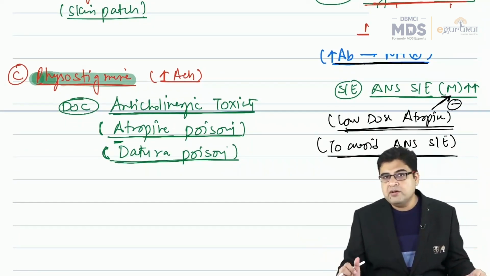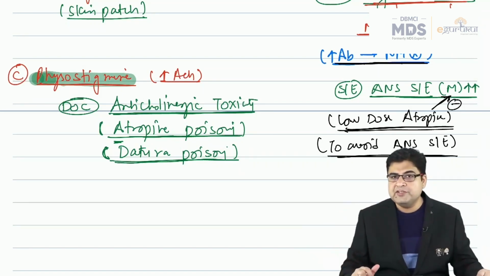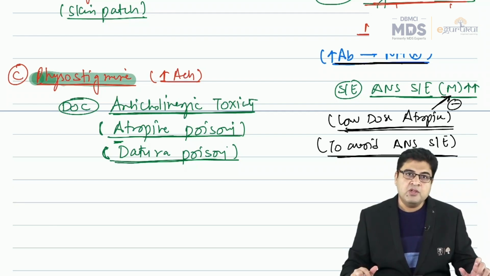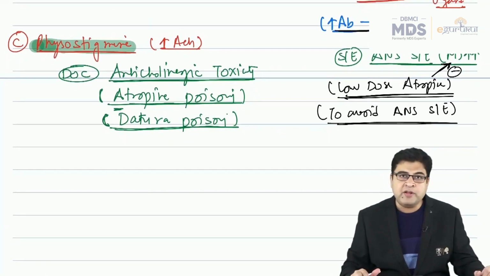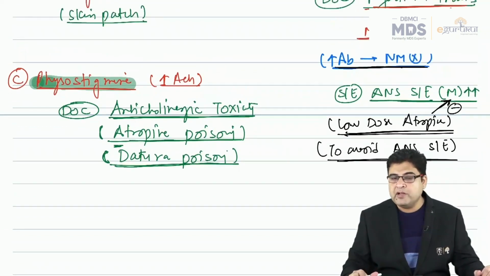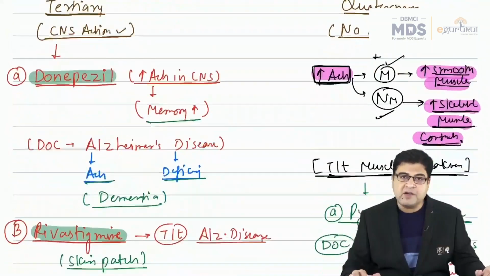But whenever you increase the acetylcholine level by giving pyridostigmine, it not only increases the effect of acetylcholine in the somatic system, but also in the autonomic system. So we have to block that autonomic side effect of the medicine by giving a low dose of atropine. This is the role of low dose atropine along with pyridostigmine. So the first quaternary drug is pyridostigmine.